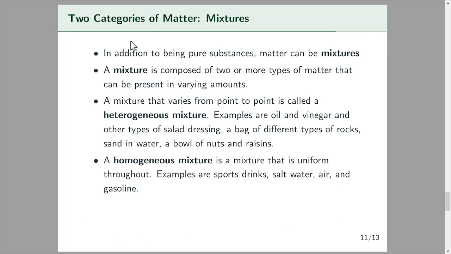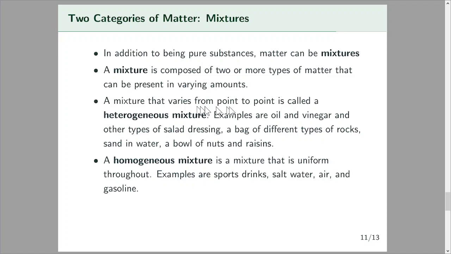Back to our categories. That was elements, right? That was the periodic table of elements. Those were pure substances we looked at, elements and compounds. Now we're back to the other category, which is mixtures. In addition to pure substances, matter can be mixtures, and this is sort of the more common thing. A mixture is composed of 2 or more types of matter that can be present in varying amounts.